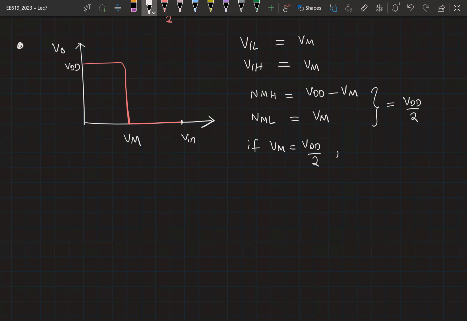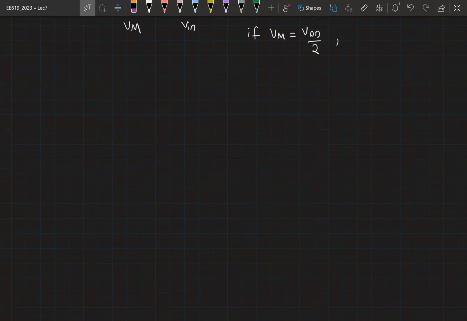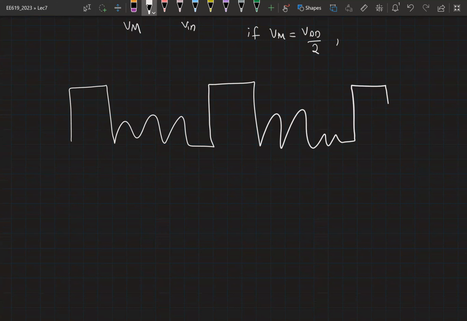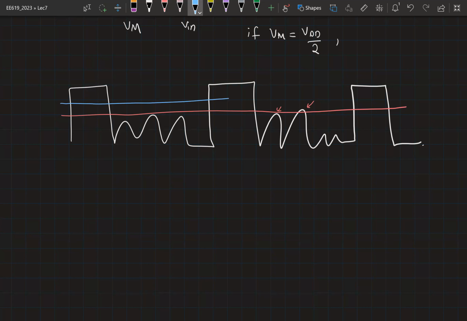But that said, this is not set in stone. Depending on the application, you may choose to have your trip point slightly away from VDD by 2. I can give you an example. Let's say you know that your ground signal is very noisy, which means you might be dealing with a square wave like this. So how would you choose your trip point? Yeah, your VDD by 2 might not be able to detect the logic 0 correctly. It might get triggered at these points. So instead, you would choose a trip point which is slightly higher than VDD by 2. Depending on the application, you can design it to be higher or lower as required.